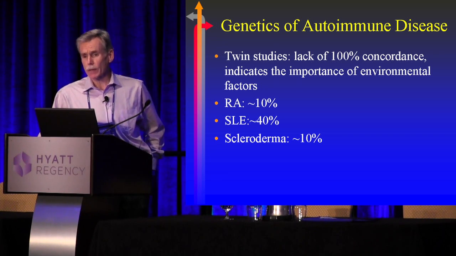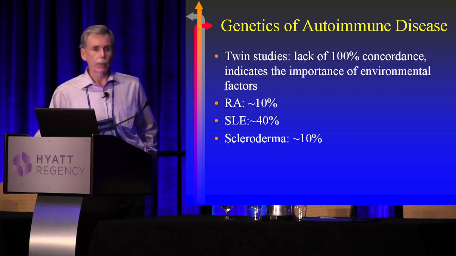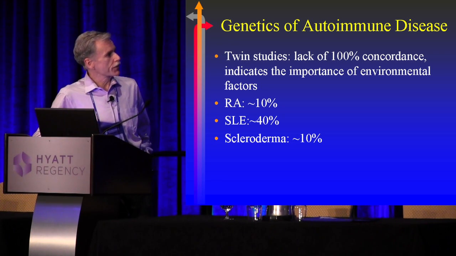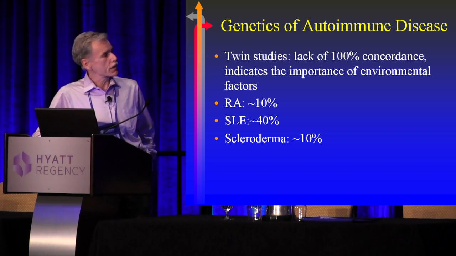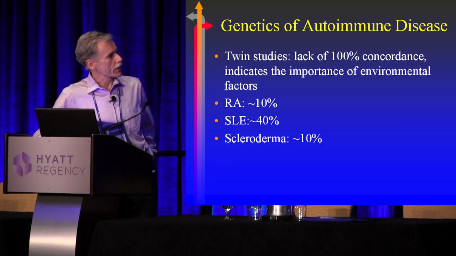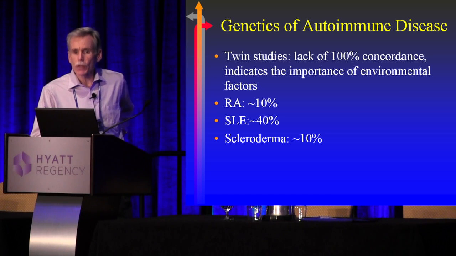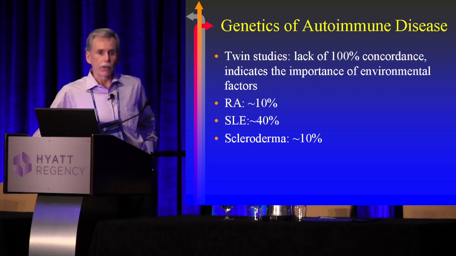Now 10% is clearly a far higher risk of developing disease than someone who's genetically unrelated to that twin pair who has scleroderma. But it's not 100%. And it does vary throughout the autoimmune disease world. In lupus, it's as high as 40% disease concordance. In rheumatoid arthritis, it's about the same level as we see in scleroderma. So what does that tell us? Well, it tells us that genes are very important, but they're not sufficient to develop the disease.